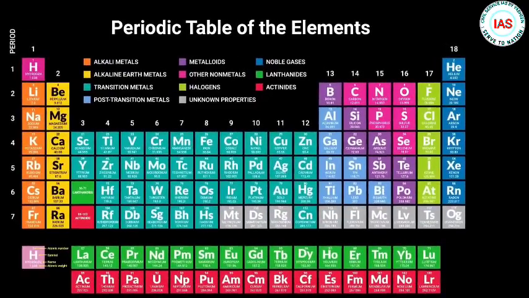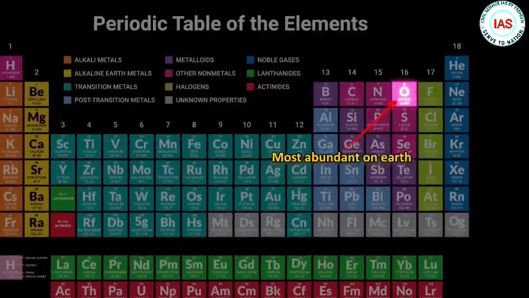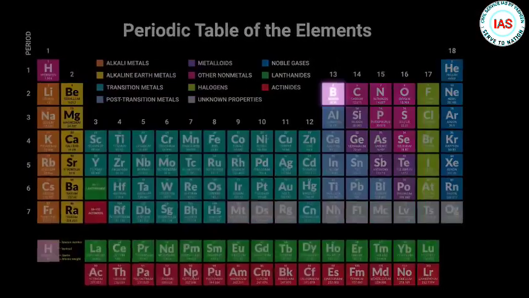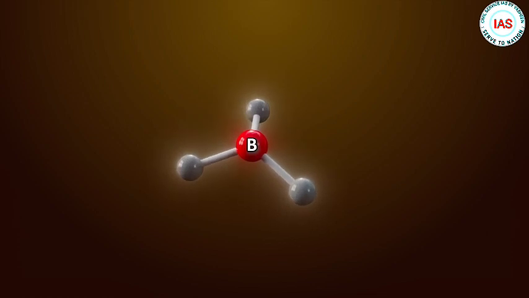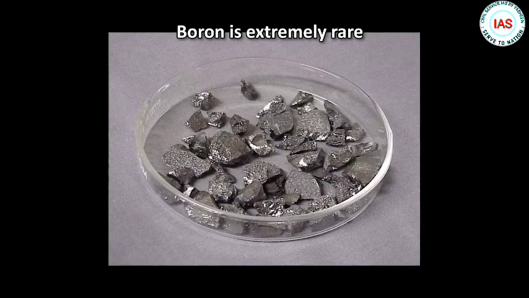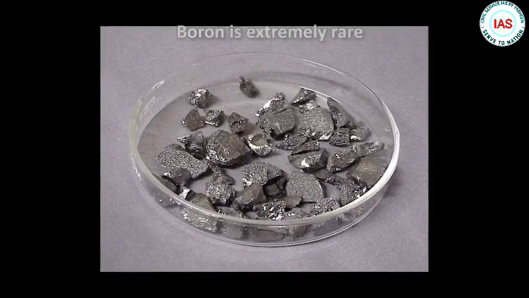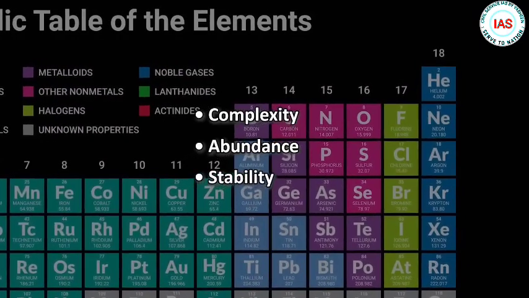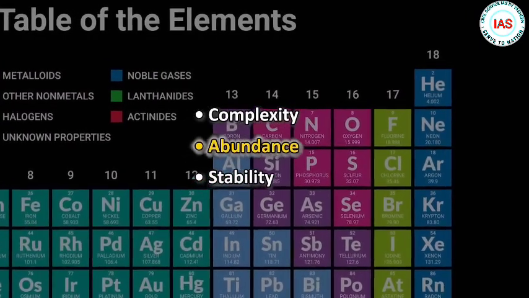Take, for example, oxygen, which is the most abundant element on Earth. It can form only 2 bonds. This means that once it bonds with 2 other atoms, it's done. It can't really form interesting scaffolds of complex molecules, like carbon can. Boron could be interesting because it can form 3 bonds, so its molecular structures could also be fairly complex. The problem is that it's extremely rare, so it's just not very available for life to have chosen it as its backbone. This brings us to the second factor that made carbon attractive for life to latch onto: abundance.